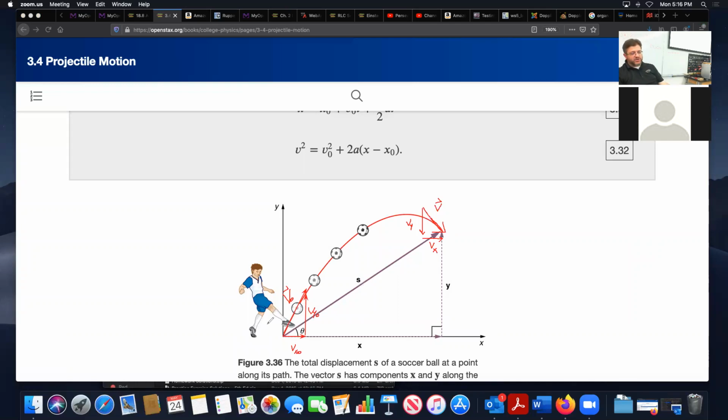We can use the trigonometry here, because this has an angle which we'll call theta naught, maybe, to begin with. So Vx naught is going to be V times cosine theta naught. And Vy naught is going to be V sine theta naught. Right? And this one here is going to have angles as well.